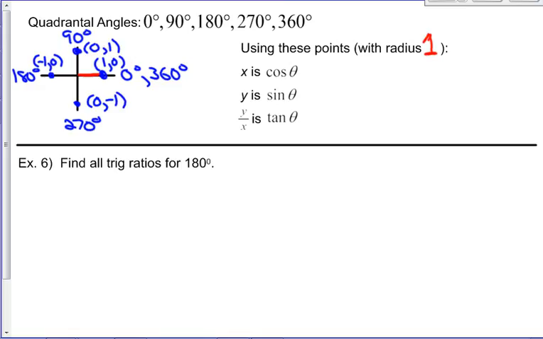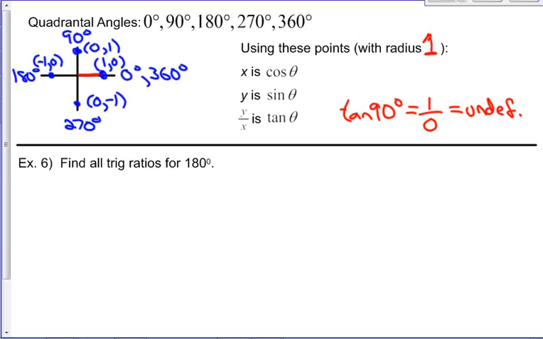So if we look at those special points, x over r is going to be cosine, but r is just 1. So from here, you could say that the cosine of 180 must be negative 1. Y over r would be the sine, but again, r is just 1. And y over x is the tangent. That gives us an explanation why tan 90 is undefined. If I tried to do tan 90 here, I'd have my y value divided by my x value, which is 0. Undefined. You can't divide by 0.